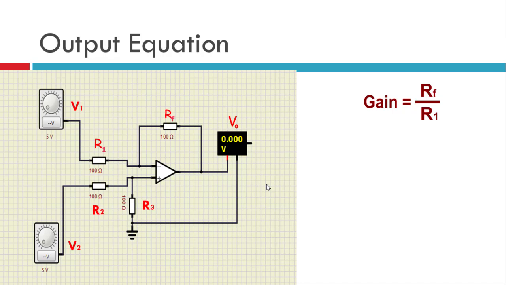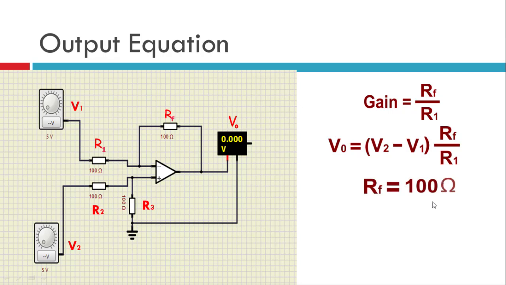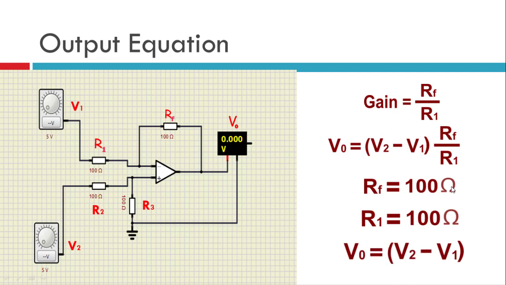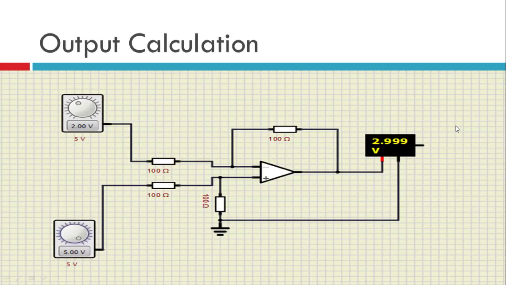So gain is what? Output upon input. If we solve this, we get V2 minus V1 as the total input, where V2 is the non-inverting end input and V1 is the inverting input. Therefore V0 equals V2 minus V1 into RF upon R1. In our case RF is 100 and R1 is also 100, so they will just cancel out. So the total output voltage will be the simple difference V2 minus V1. We can control the gain by changing RF and R1. In our case both are 100, so the gain is 1. So V0 is V2 minus V1.